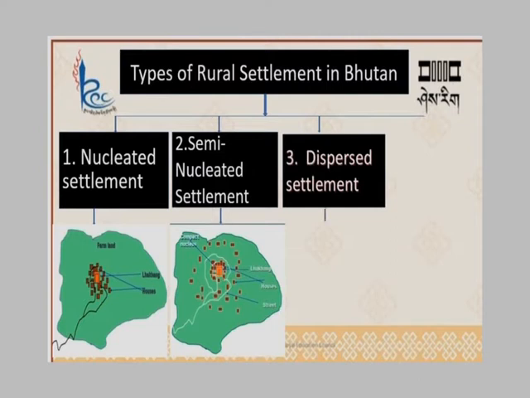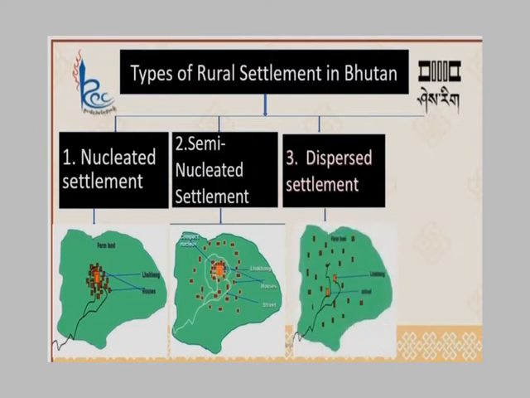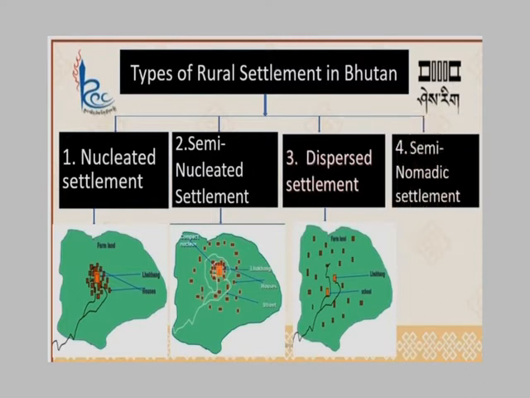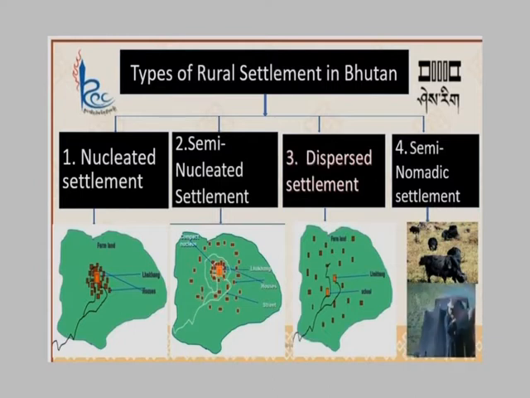So you see the diagram there. Houses are built keeping a distance. You might have heard of social distancing during this time of coronavirus. We'll discuss that. Okay, very interesting. Now, semi-nomadic settlement. Nomads, the highlanders, okay? These settlements are found in high altitudes and people rear mostly yak and sheep there. And then they are seasonal migrants. They practice seasonal migration. And we are going to discuss this.